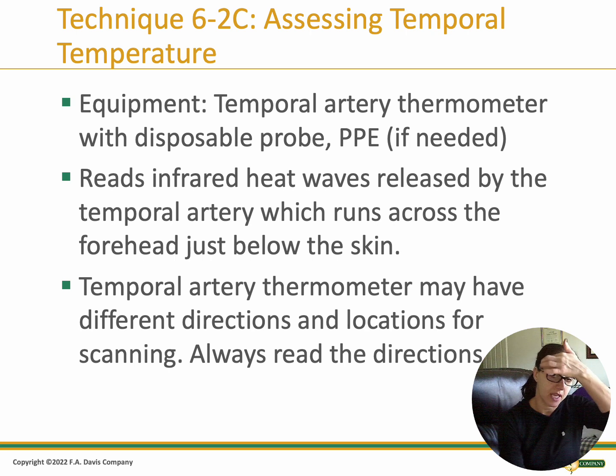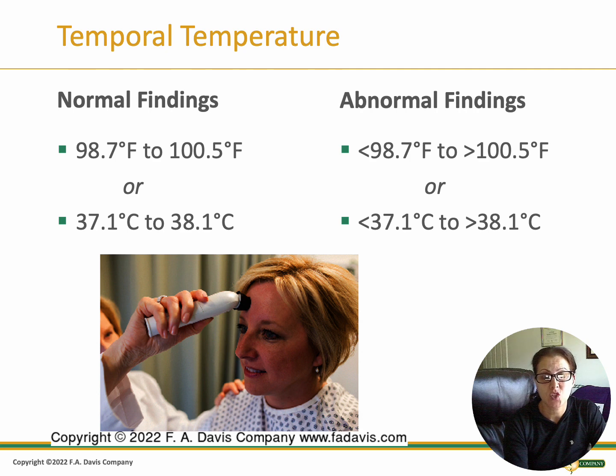Temporal temperature is taking a temperature by applying a probe and grazing it over the temporal lobe to the alternate temporal lobe. This also uses infrared heat waves that run across the forehead just below the skin, and it reads in the direction from right to left or left to right. Normal readings for this are 98.7 to 100.5, and anything below or above is considered abnormal.